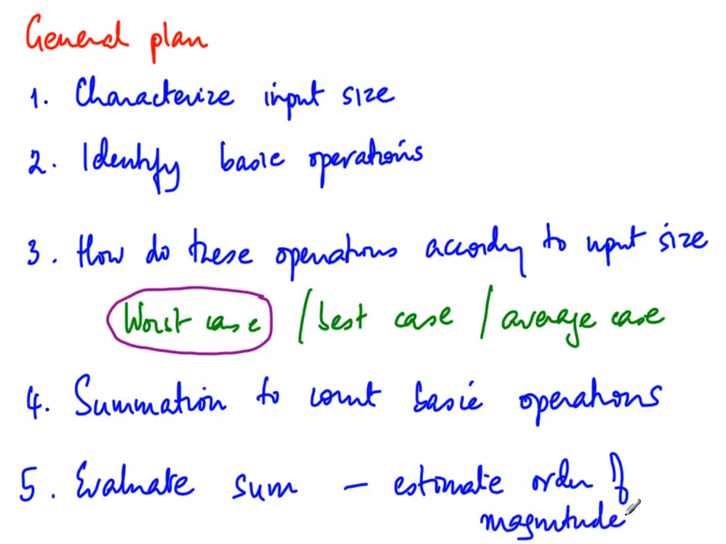Okay? So this is our basic recipe now. We start by characterizing the input, we identify the basic operations, we check how these operations vary according to the input size, set up a sum to add them up and solve the summation. So since we'll be solving a lot of sums or summations, we should know some basic things, right? So we have to review some basics about summations.